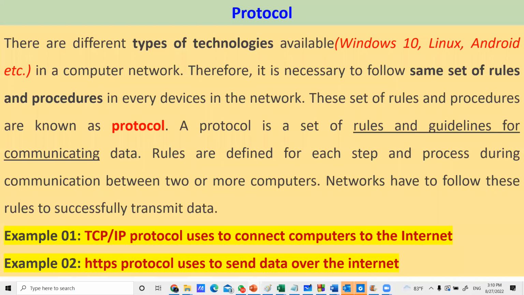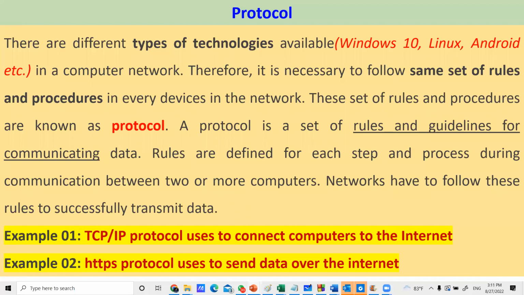Right. Here are some examples of protocols. These protocols are used in different places. If you want to connect your computer to the internet, a separate protocol called TCP/IP is used. TCP stands for Transmission Control Protocol. IP stands for Internet Protocol. This protocol is especially used in places where you connect your computer to the internet.